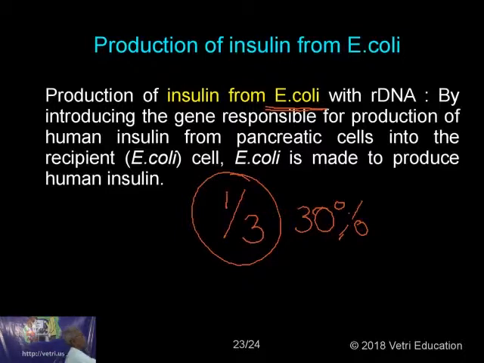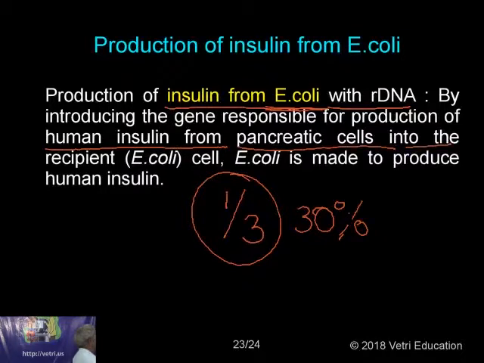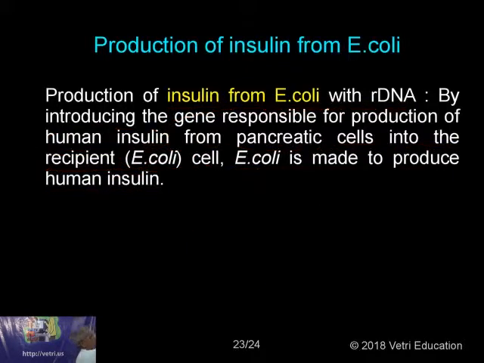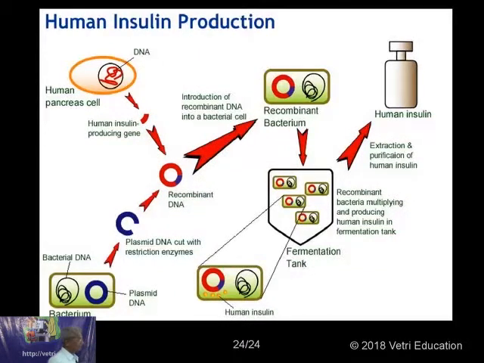So, production of insulin from E. coli with recombinant DNA: by introducing the gene responsible for the production of human insulin from the pancreatic cells into a recipient E. coli cell, E. coli is made to produce the human insulin. So what we have done? We have introduced a gene responsible for the production of human insulin from the pancreatic cells into the E. coli, and E. coli is now manufacturing what is called insulin for us.